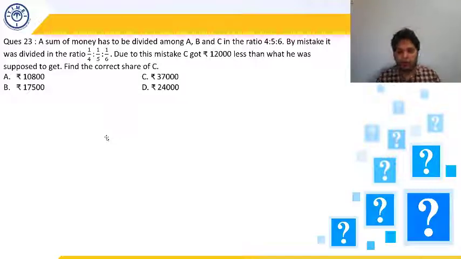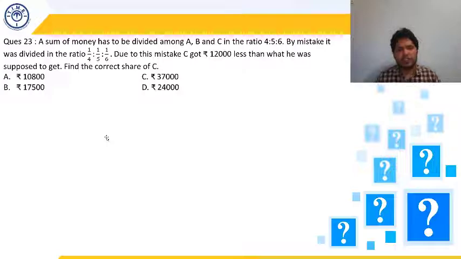Okay, I hope all of you have read the question and most of you have got an idea of what has to be done in this question. So let's just start solving this question. This question says a sum of money has to be divided among A, B and C in the ratio 4:5:6. By mistake it was divided in the ratio 1/4, 1/5 and 1/6. Due to this mistake, C got rupees 12,000 less than what he was supposed to get. Find the correct share of C.